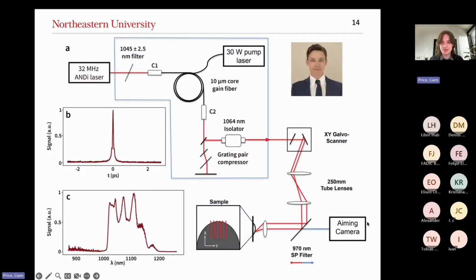But we just use a simple CMOS camera to actually watch the ablation, and then we just raster scan along the surface of the sample so that we can generate some ablation grooves in the sample and then look at how the pulse duration affects this and how well we're able to actually ablate and how quickly.